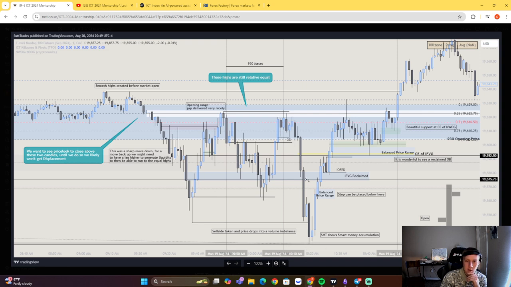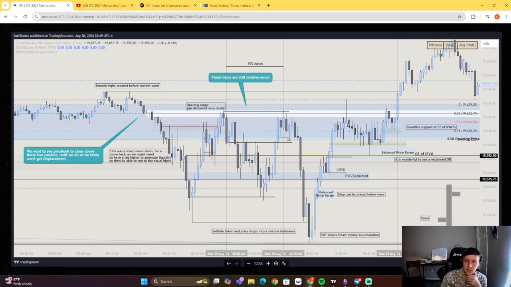Then we have fair value gap in, fair value gap out. So we have a balanced price range right there, and then look at this right here, reclaimed inversion, institutional order flow entry drill happening as well. And we have this inversion fair value gap right there. We have a balanced price range. Notice the wicks right here. We have a balanced price range right there. Stop can be placed below that, and trust that we do not need to trade back below that.